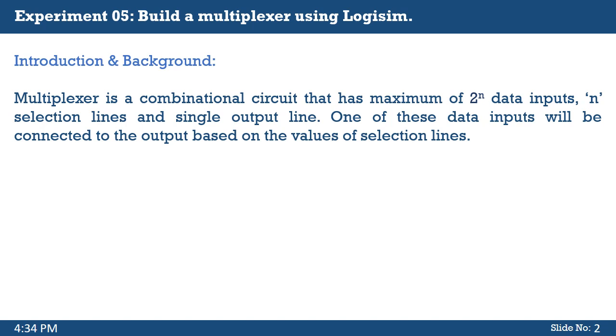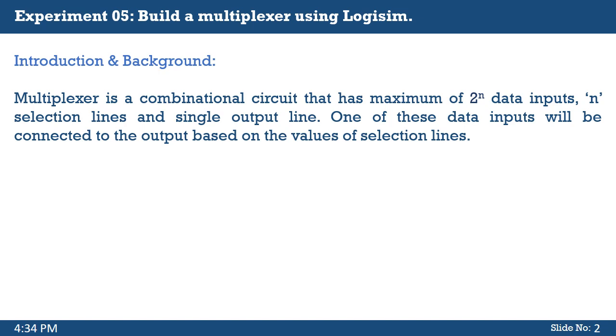In other words, a multiplexer is defined as the combinational circuit that selects one of several data inputs and forwards it to the output. The input to a multiplexer can be analog or digital. Multiplexers are also known as data selectors.